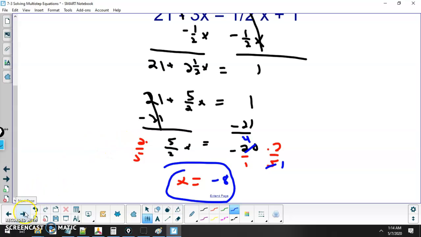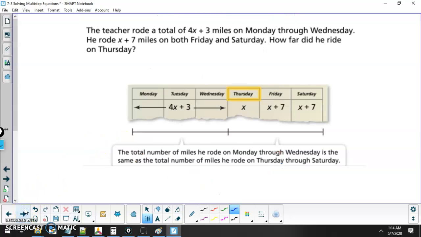All right, let me show you guys there's a word problem here that the book has. So let's just set up the equation for this one. I don't think we'll have enough time to solve it. But teacher rode a total of 4x plus 3 miles on Monday through Wednesday. He rode x plus 7 on both Friday and Saturday. How far did he ride on Thursday, which is x?